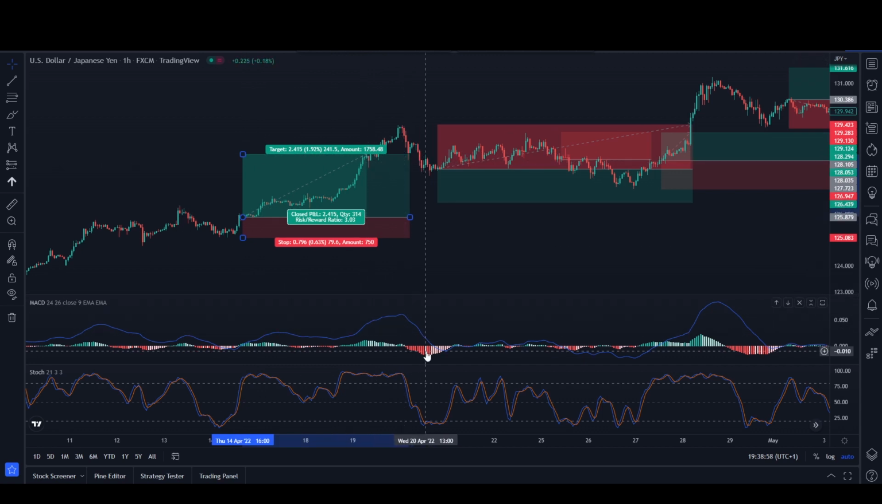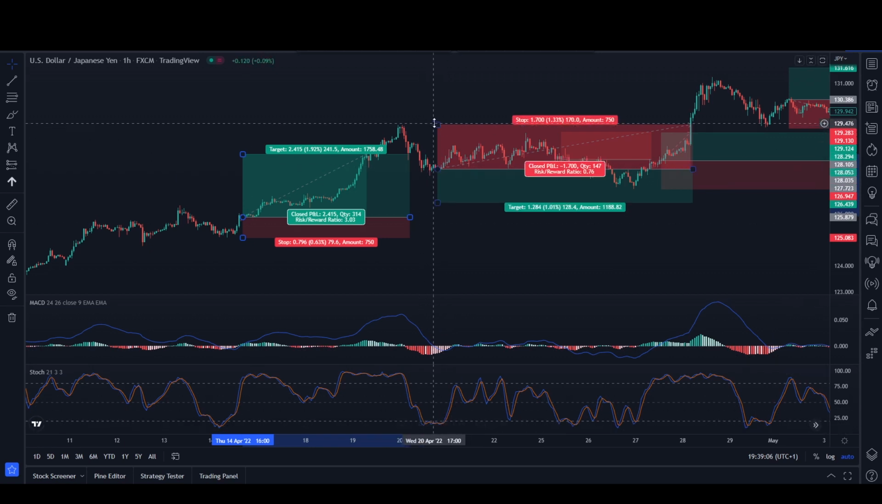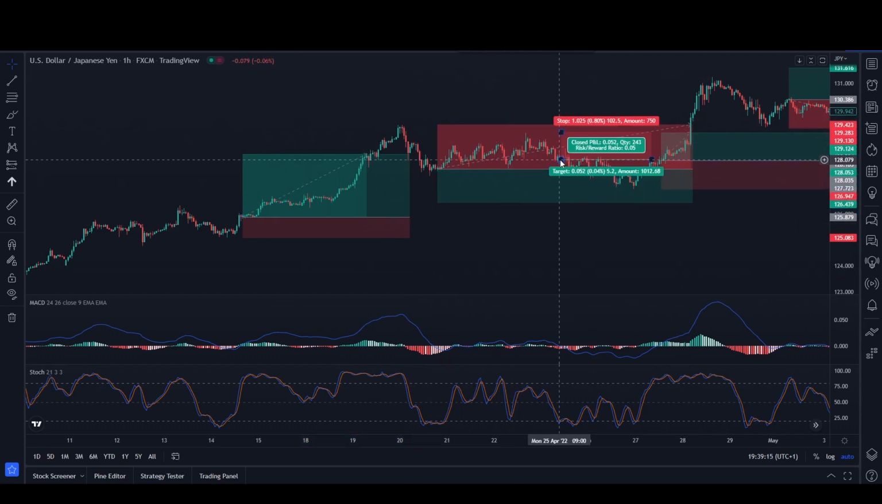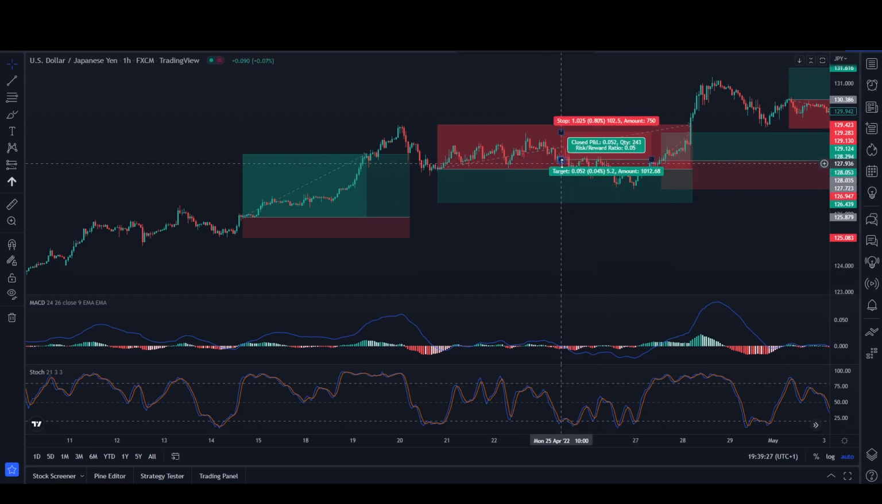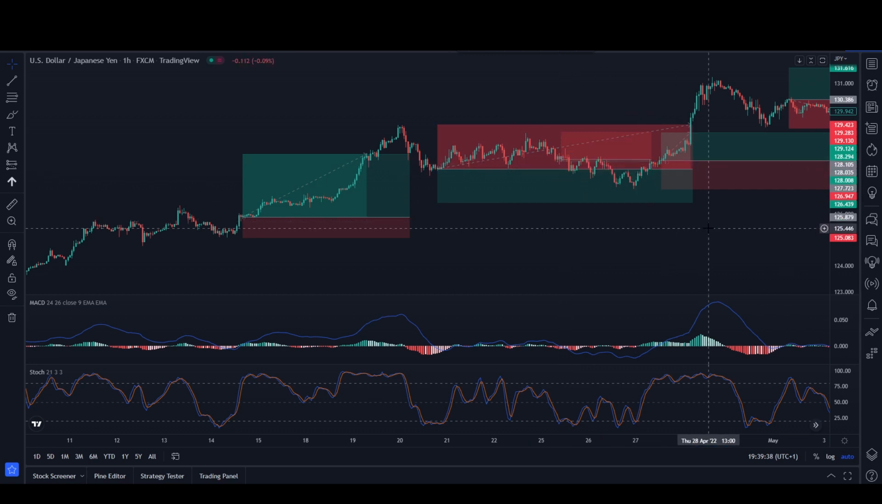Then the MACD turns negative right here. The stochastic is below the 20 line. So we go short. We place the stop loss at the last swing, and in this case, this is a loss. Here, again, the MACD turns negative. The stochastic indicator is in oversold position. So we go short. The maximum open profit reached 1.13. So that means that you would have moved your stop loss to break even. So that would have been a break even trade.